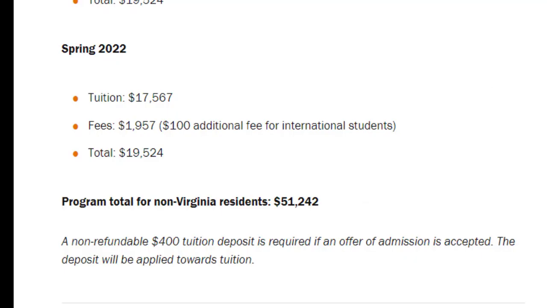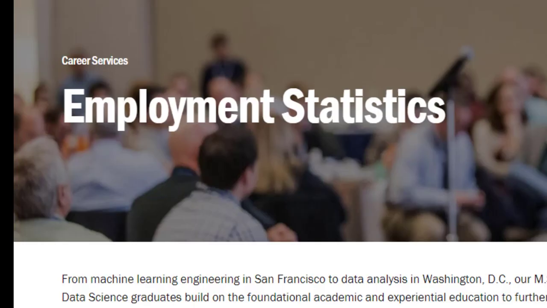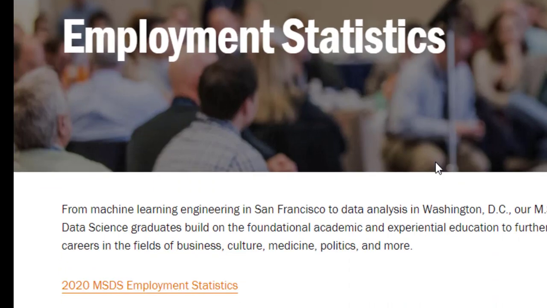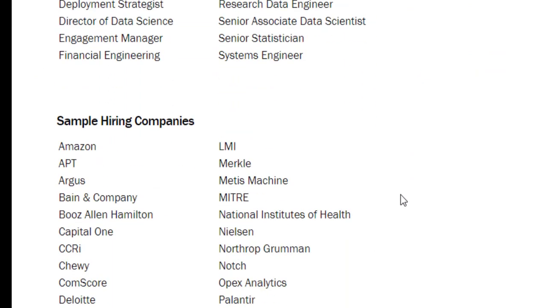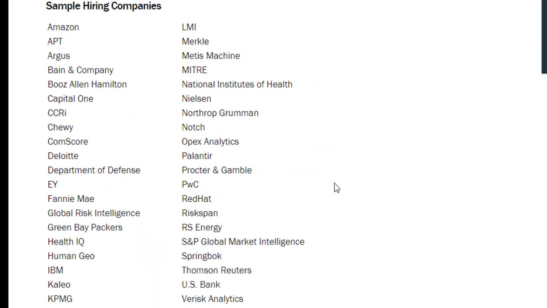Now, if we talk about the employment statistics, this is one of the most necessary things that people look out for. Look at the sample job titles. They've got data analyst, data engineer, data science associate, data scientist, and look at the number of companies and the brands that they've got: Amazon, Argus, Bain and Company, Booz Allen Hamilton, Deloitte, EY, Department of Defense, and you've got IBM, Helio, KPMG, Merkel. So these are the companies that are already hiring from University of Virginia.